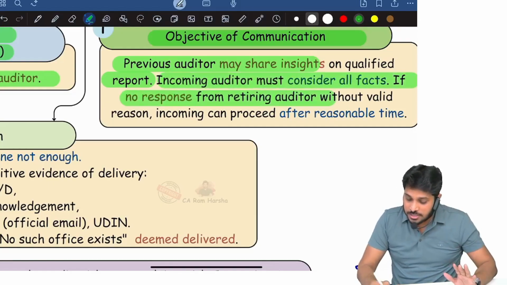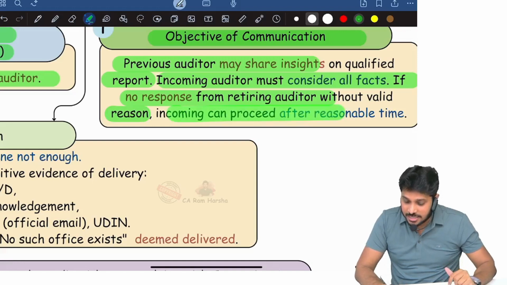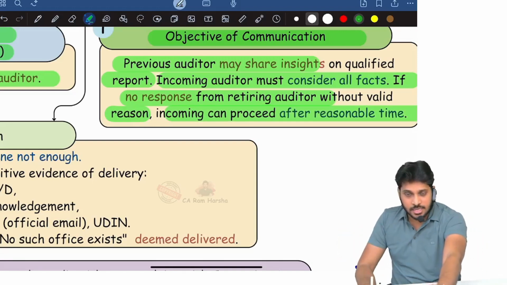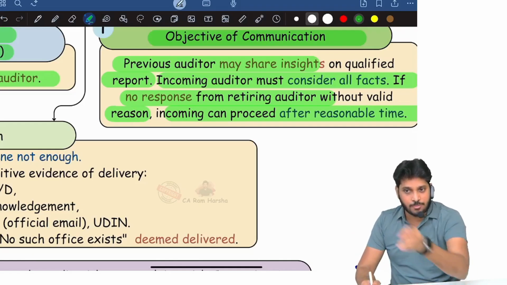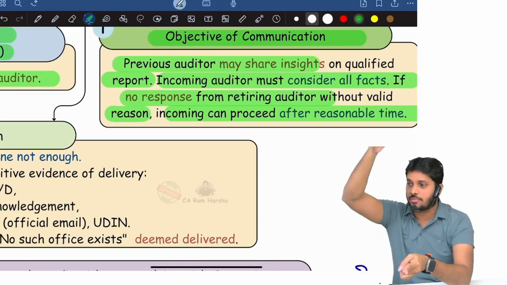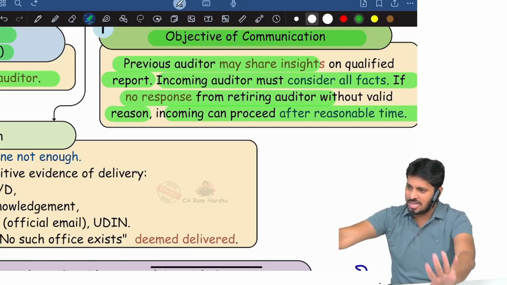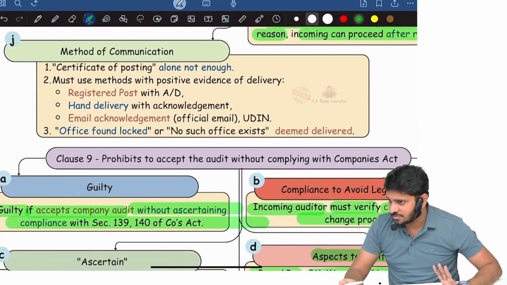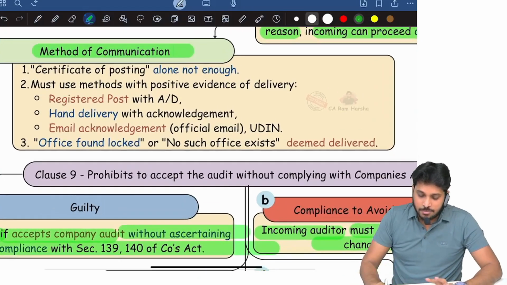If no response is received from the retiring auditor without a valid reason, the incoming auditor can proceed after waiting for a reasonable period of time. What is a reasonable period of time? 30 days, because after the appointment takes place, the ADT1 form has to be filed within 30 days. So 30 days can be taken as a reasonable period. Are you clear? Or 25 days can be taken. Understood? Next, what is the method of communication?